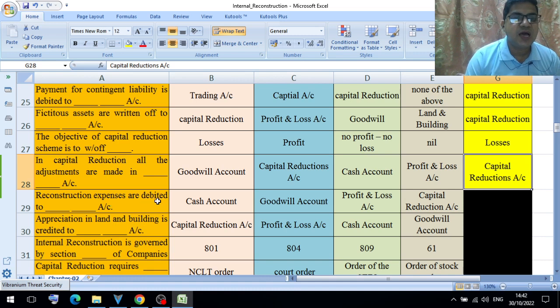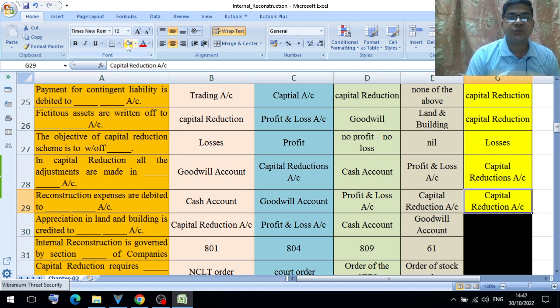Reconstruction expenses are debited to dash account. Option A, cash account. Option B, goodwill account. Option C, profit and loss account. Option D, capital reduction account. So here the answer is capital reduction account. Appreciation in land and building is always transferred to capital reduction account. It is credited to the capital reduction account.